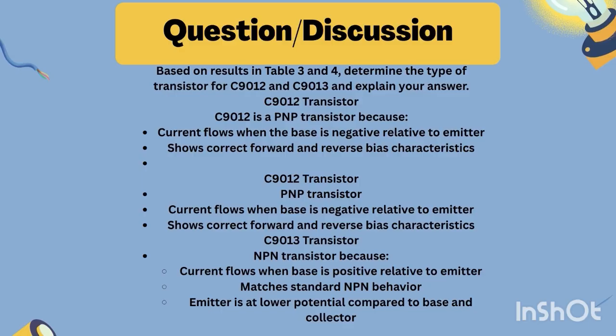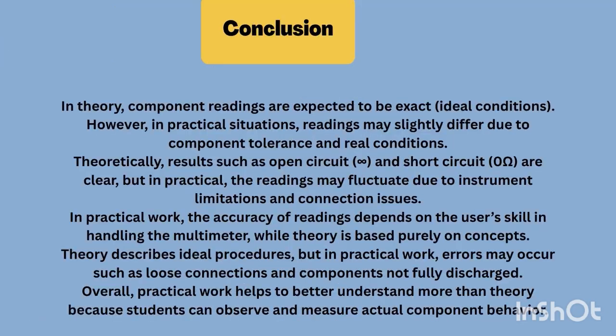So this is the question and discussion part. Based on results in table 3 and 4, determine the type of transistor for C9012 and C9013 and explain the answer. So C9012 transistor is a PNP transistor. It flows current when the base is negative relative to the emitter and shows correct forward and reverse bias characteristics.